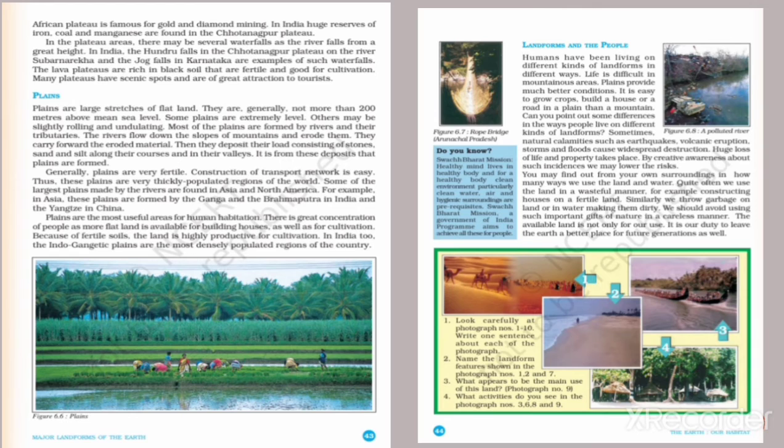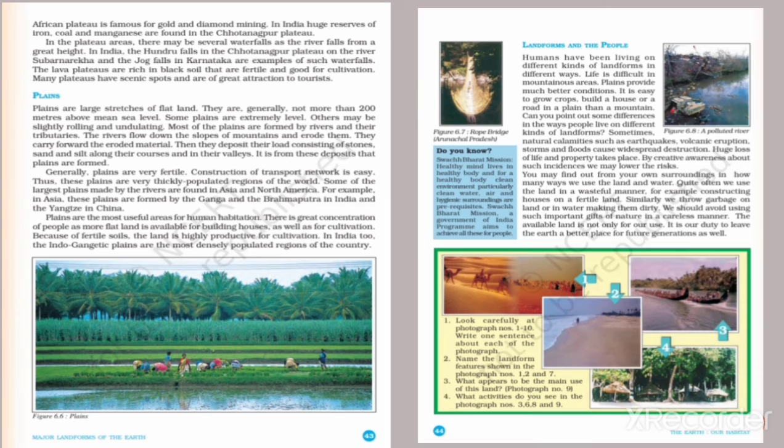Next, plains. A flat, low-lying area of land is called a plain. Most plains are formed by rivers and their tributaries. The rivers flow down the slopes of mountains and erode them. They carry forward the eroded material. Then they deposit their load consisting of stones, sand, and silt along their courses and in their valleys. It is from these deposits that plains are formed.